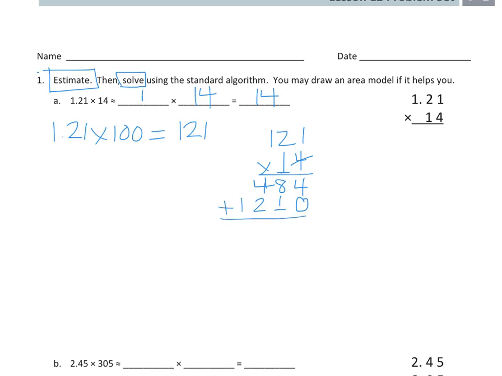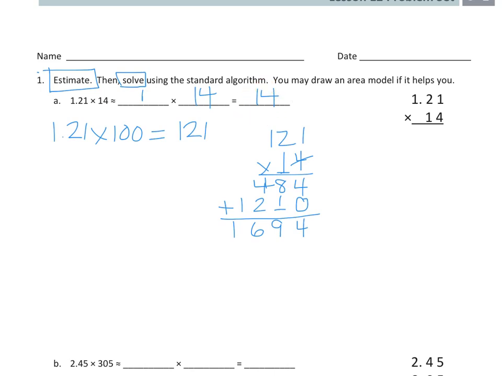Now we're ready to add. So we have 4, 9, 6, 1. And so let's think about this. Our answer cannot be 1,694 because our answer needs to be around 14.